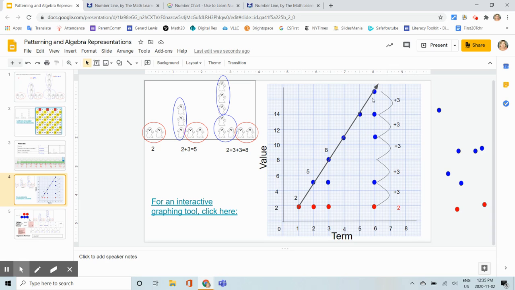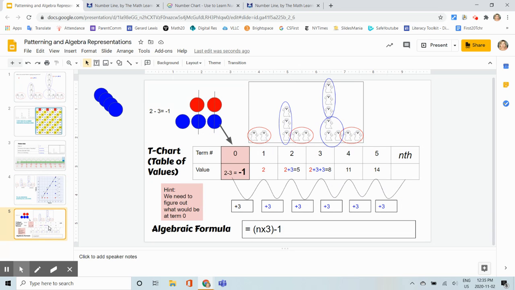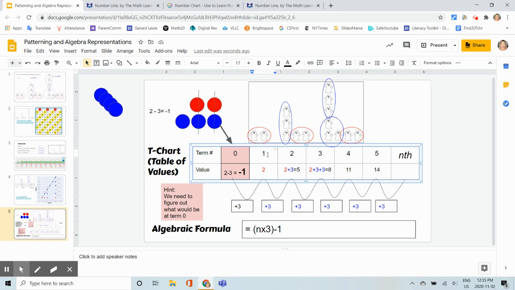I'm going to be honest, not every pattern is linear. They're not always going to make a straight line, but for this purpose, we are using linear growing patterns. And then finally, I want to show you here as well where we are going toward our algebraic expression. We're going to start by looking at the t-chart in our white zones right here. So let's fill in the information that we know.